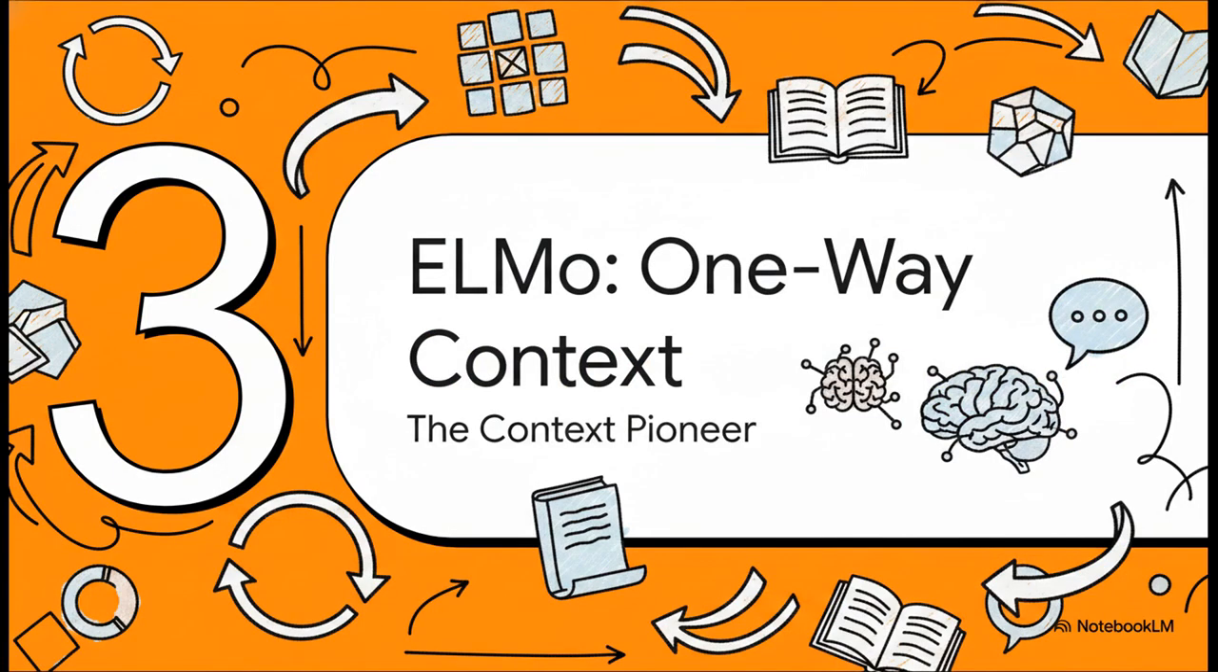So our first hero in this story arrives in 2018. A model named Elmo came along, and it was one of the very first to successfully use this pre-training idea to give words context-dependent meanings. It was a huge, huge step forward.